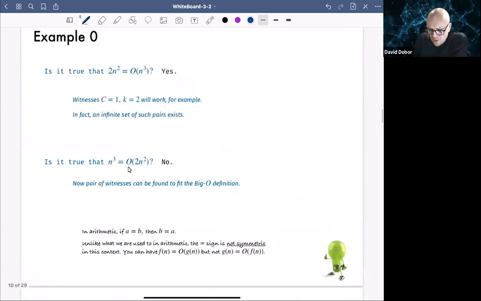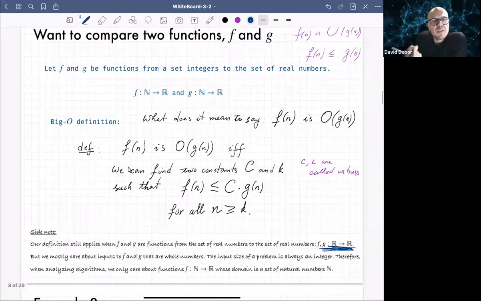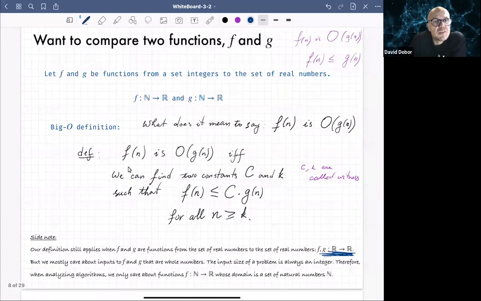And in our definition, we want to simplify and keep it this simple, because what we really do care about is only non-negative values for both the functions and the input values. And C and K will both be positive.